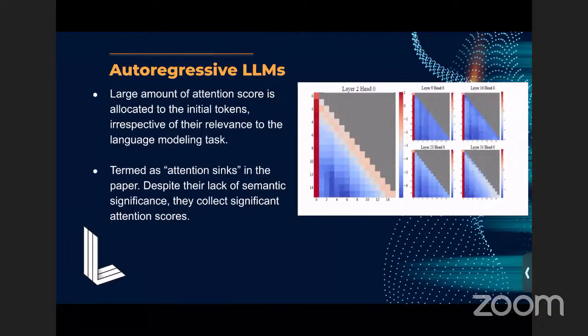As we see from these autoregressive LLMs, a large amount of attention is being paid to the initial tokens. If you look at the pictures in this slide, you see a red strip in every layer. This is where the main attention is being paid by all the tokens. These are actually the initial 4 tokens, and despite whatever semantics is there in the sentence or in the text, the initial 4 tokens are being paid the most attention. And these are termed as attention sinks in this paper.